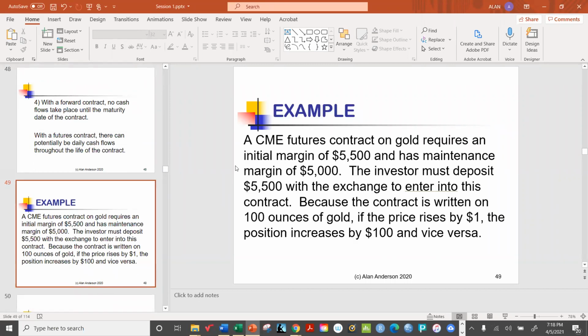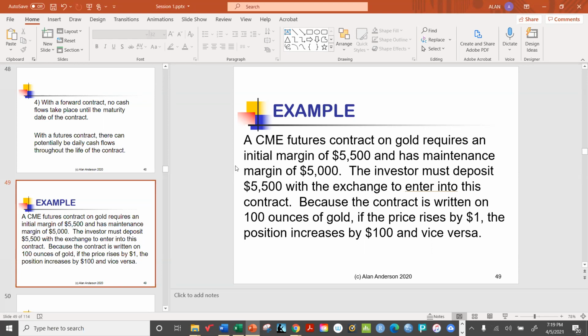Let me show you a quick example of this. For the gold contracts on the CME, I looked this up somewhere in the past. Each contract on gold, which is written on 100 ounces, requires you to put $5,500 into your margin account. Now that sounds like a lot of money, but it's just collateral. It's still your money. And let's face it, if gold is selling for $1,700 an ounce, a contract to buy 100 ounces of gold in principle is worth $170,000. So you can see this is not a huge percentage of the contract value.